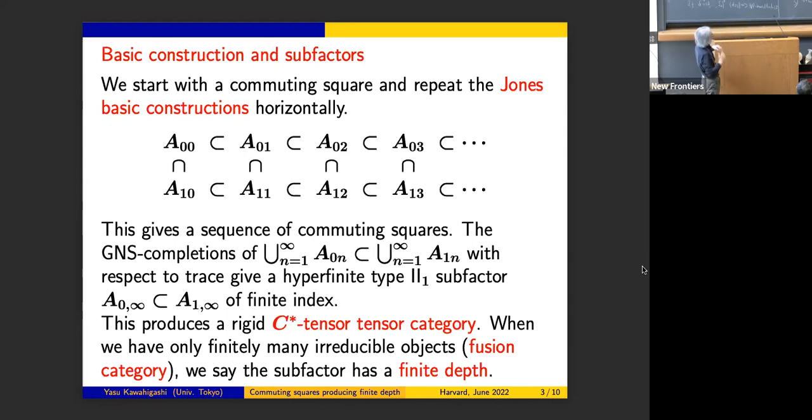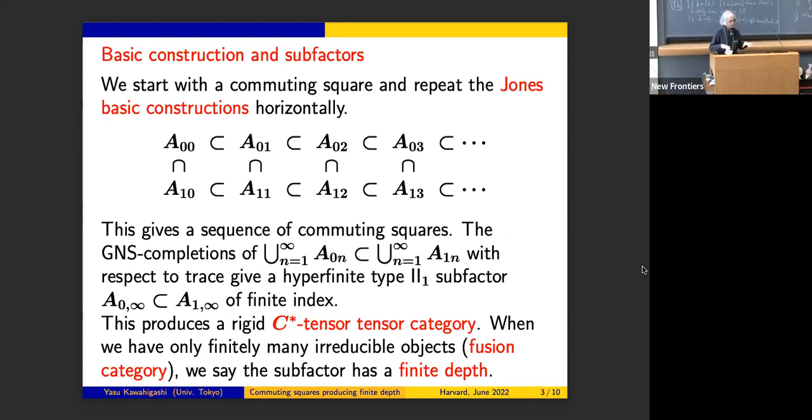Then we get a new square, A01 in A02 and A11 in A12. This new square is also a commuting square automatically. And we have a trace on A12. So we can repeat this horizontal basic construction to get the next square, A02 in A03 and A12 in A13. And we can repeat this procedure infinitely many times. Then this gives a sequence of commuting squares, and we always have a trace on these algebras. So using the trace, we can apply the so-called GNS completions.